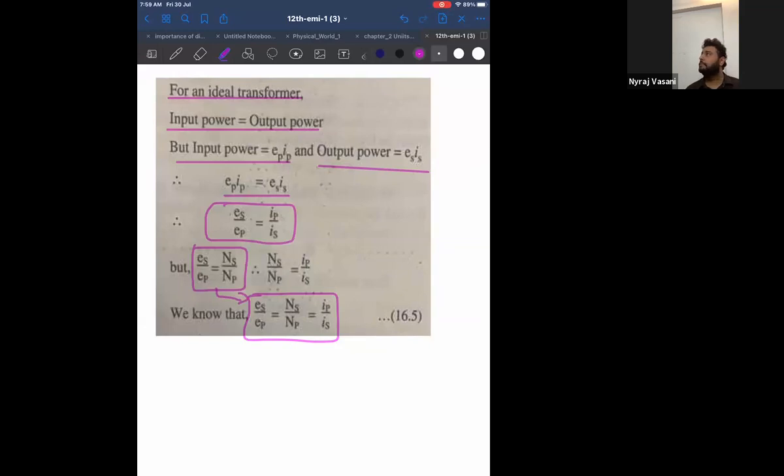Below that, write down step down transformer. Exactly opposite. In this, the output voltage is lesser. That means voltage of secondary is lesser than voltage of primary, in step down transformer.